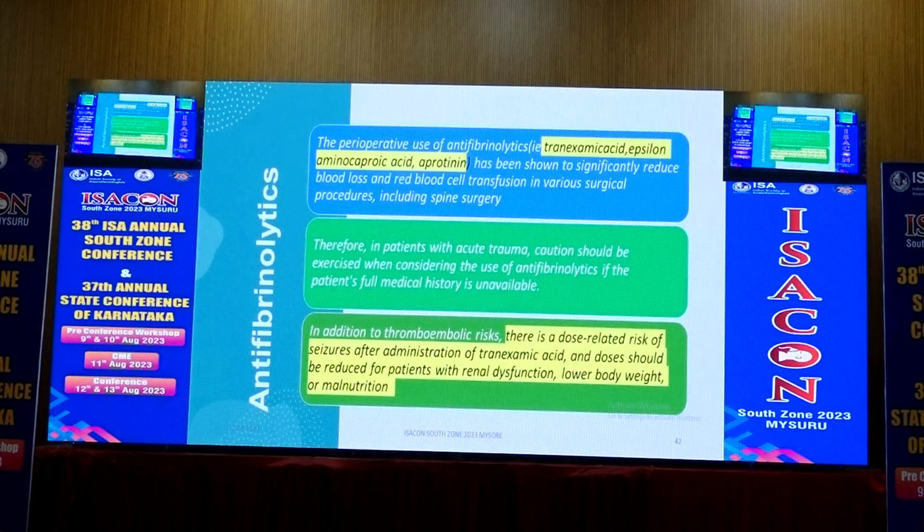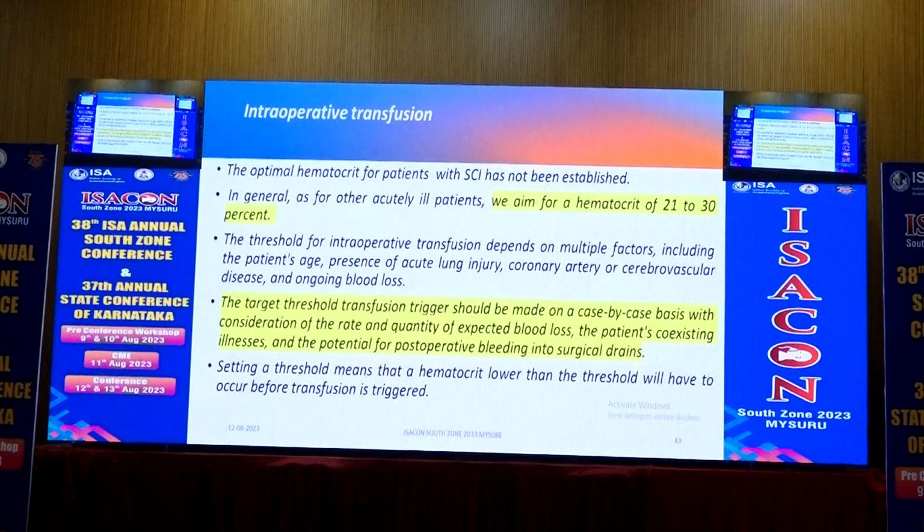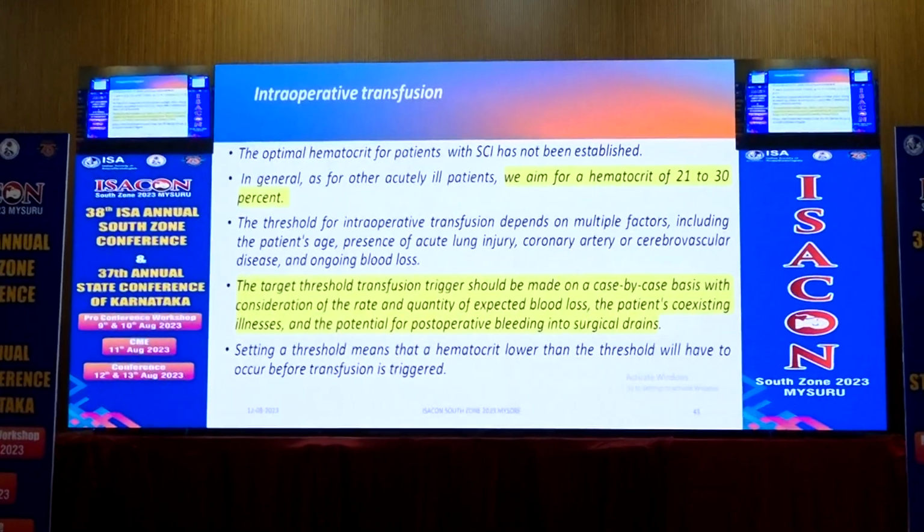And to reduce the bleeding, you can go in for tranexamic acid or epsilon aminocaproic acid. However, tranexamic acid is found to have a seizurogenic potential, so we prefer to go for epsilon aminocaproic acid. Always aim to keep the hematocrit between 21 to 30%. And the transfusion trigger will depend upon the preoperative hemoglobin, as well as it should be on a case by case basis, depending upon how much blood is being lost intraoperatively.